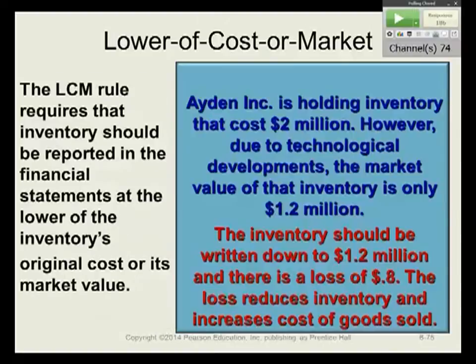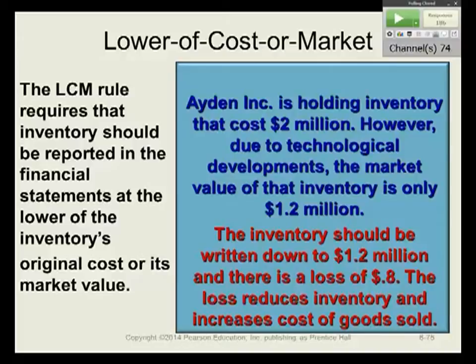So let me give you an example. We have Aiden Inc. holding inventory that costs $2 million. I'm going to put something on the projector in a moment. You find out that the market value of the inventory is 1.2. That means the inventory is overstated by 0.8, and this has to be written down. You cannot carry inventory above its expected usefulness. An asset is defined as an economic benefit to the company, and you cannot overstate it.